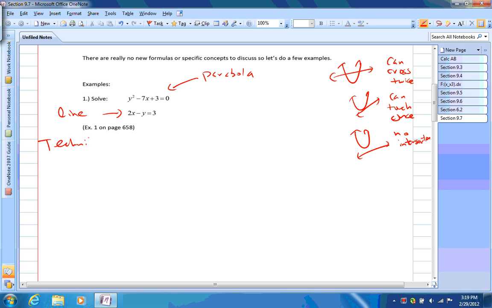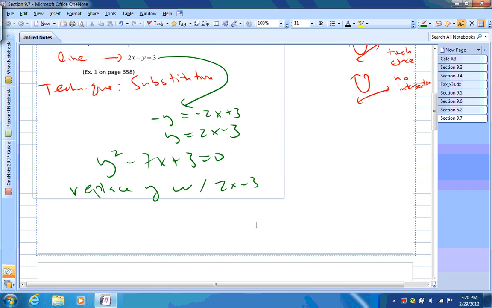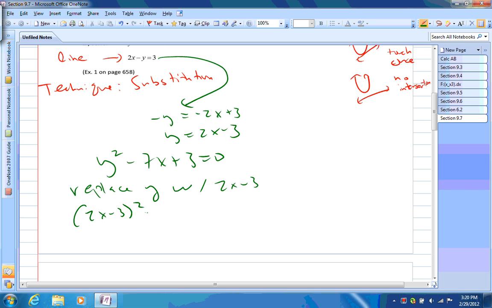My technique here will be substitution. And it should be pretty easy. Changing colors. So negative y equals negative 2x plus 3. So y will equal 2x minus 3. And remember, we have y squared minus 7x plus 3 equals 0. So we replace y with 2x minus 3. So very simple. 2x minus 3 squared minus 7x plus 3 equals 0. 4x squared minus 12x plus 9 minus 7x plus 3 equals 0. 4x squared minus 19x plus 12 equals 0.